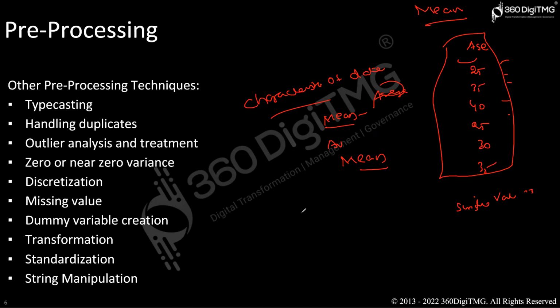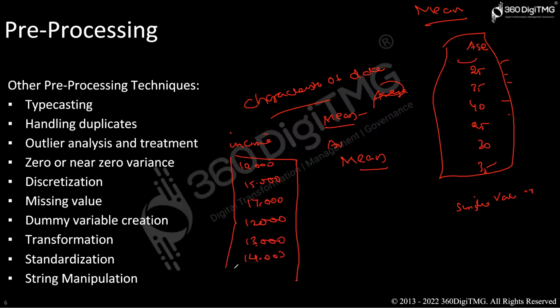So, mean, median. In case, let's assume the income of a person: 10,000, 14,000, 17,000, 12,000, 13,000, and 14,000. So when you have a data set like this for a specific column, what if a new value is added? Will it change the complete characteristic of the data, isn't it?